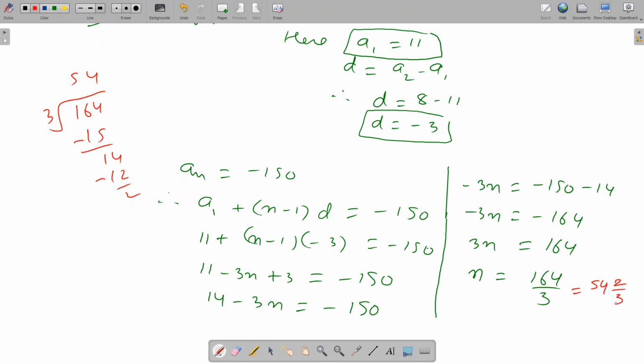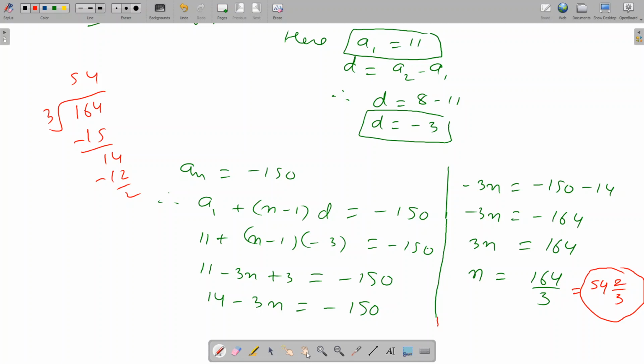That means this is not a whole number. In an AP the number of terms should be a natural number. So the number of terms which we have obtained cannot be negative, it should not be 0, and it should not be a fraction also. So here the value of n is 54 and 2 by 3, which is not a natural number. So that means the term is not possible. So it is not possible that minus 150 can be a term of the AP. So this is what we will write here.